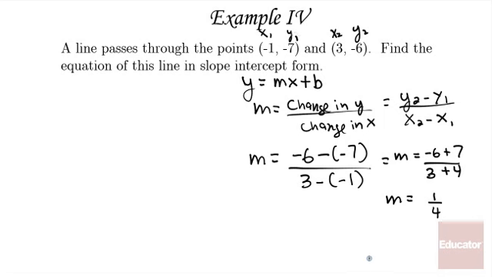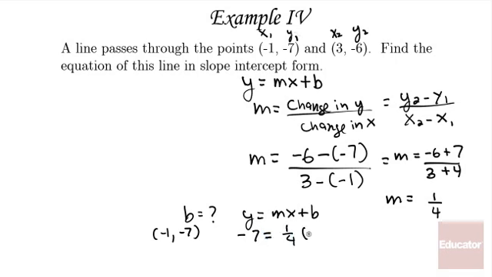Now, I need to find b. I can find b because I can use the equation y equals mx plus b, and I have an x value, I have a y value, and I have m. So I can solve for b. So I'm going to substitute these values and m equals 1/4 in here. So y is negative 7. That equals 1/4, which is m, times x, which is negative 1, plus b. This gives me negative 7 equals negative 1/4 plus b.